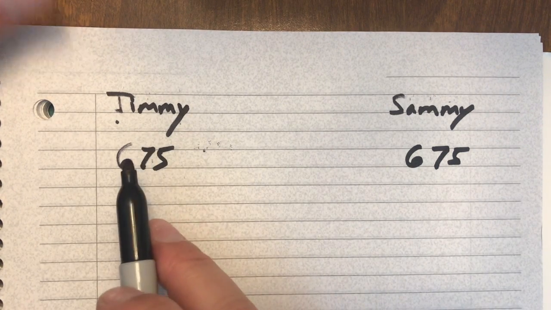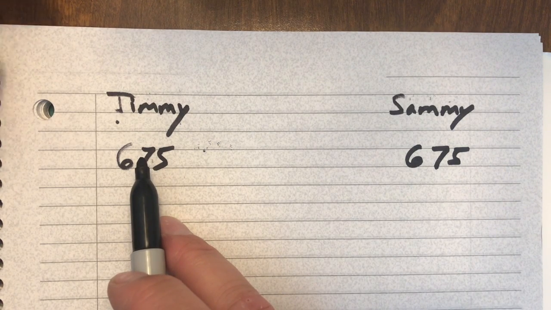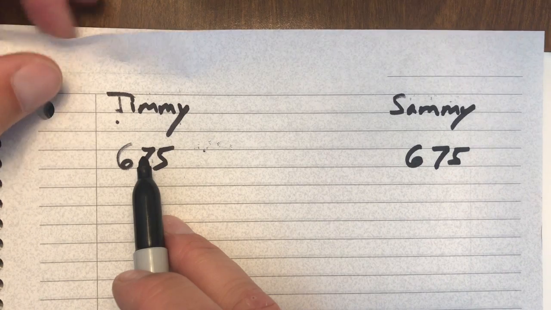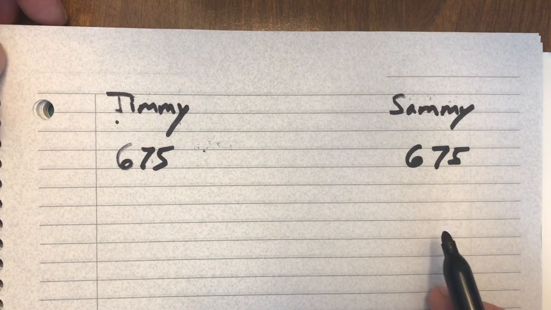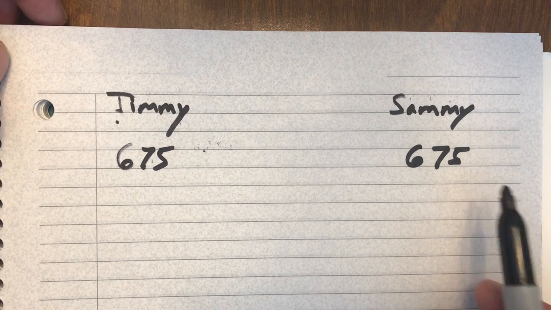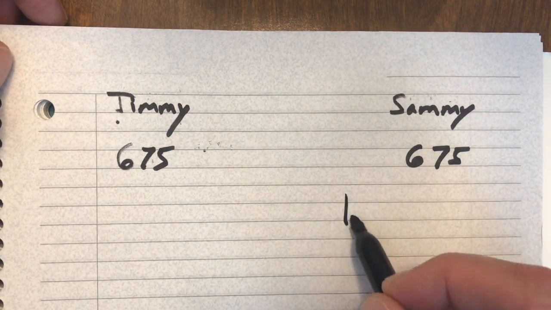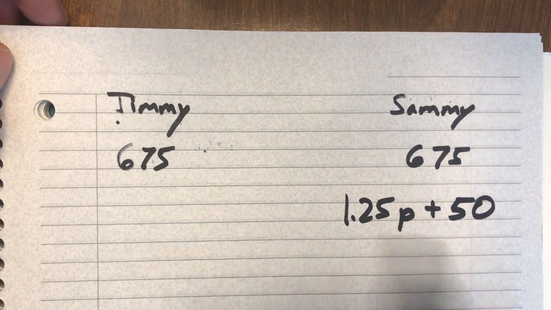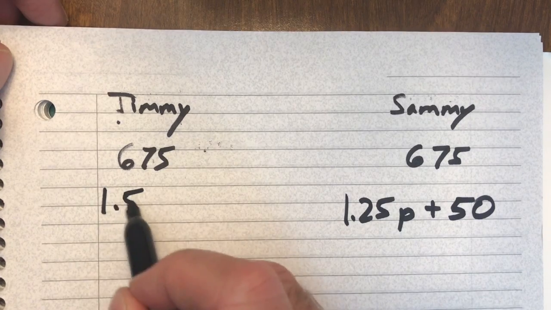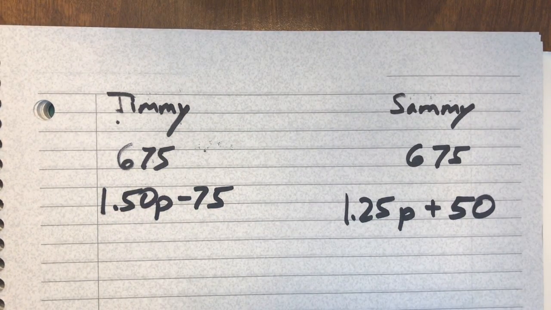Jimmy sells papers for $1.50 each, and he is $75 in the hole, meaning he owes somebody $75, in this case his parents, because he borrowed money from them. Sammy has $50 already in the bank, but he makes $1.25 per paper. So here is Sammy, and here is Jimmy. Okay, so we want to know, when are they both going to reach $675?